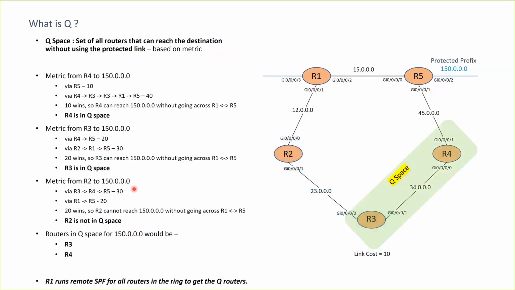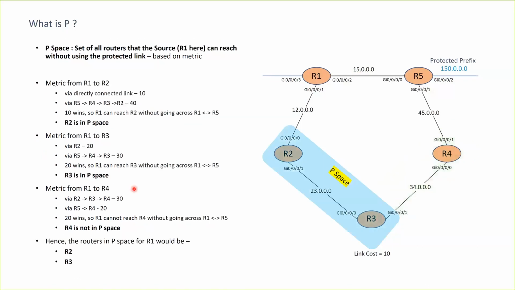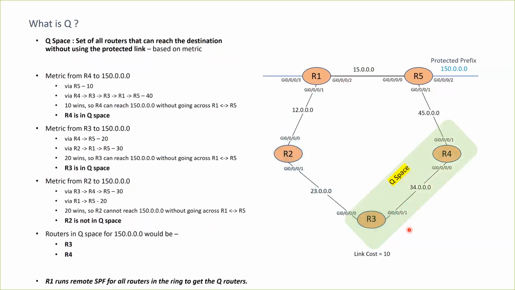Now let us understand what the Q space is. P space again is the set of all the routers that R1 can reach without using the protected link. Now what is Q space? Q space is the set of routers that can reach the protected prefix, whatever destination you're protecting, without using the failed link. So if you look at R2, what is R2's best path to reach 150.0.0.0? It is through the protected link, right? Because the metric is 20 from R2.